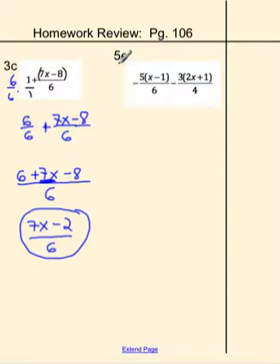Taking a look at 5E, which is a little trickier, we notice a couple of things here. First of all, there's this factor in front of the binomial that needs to be distributed. And there's another factor here, this 3. And then there's also this negative sign that is going to go along with whatever we're doing in the numerator. But in order to even get started, I still need that least common denominator.